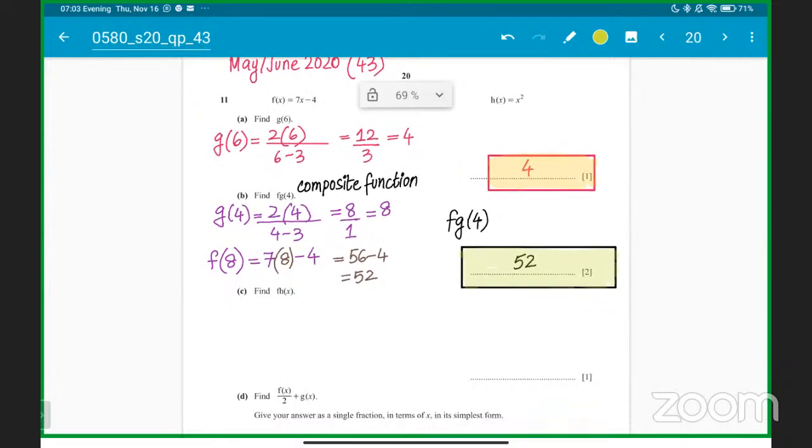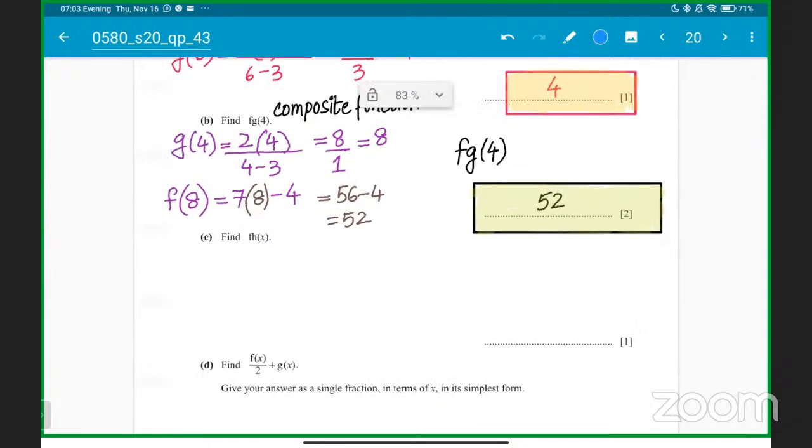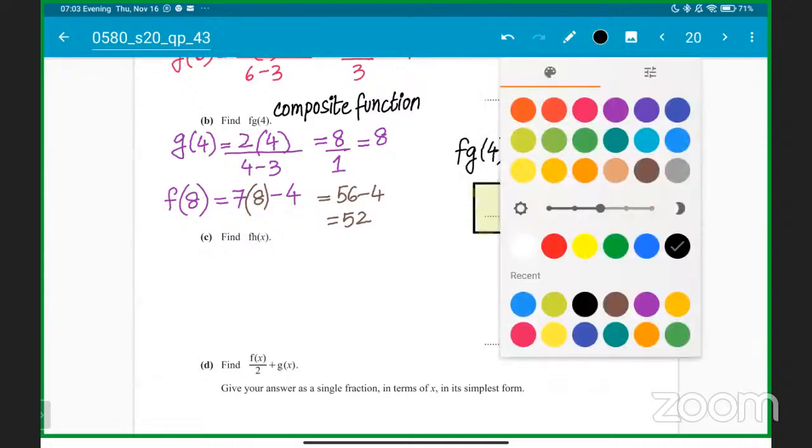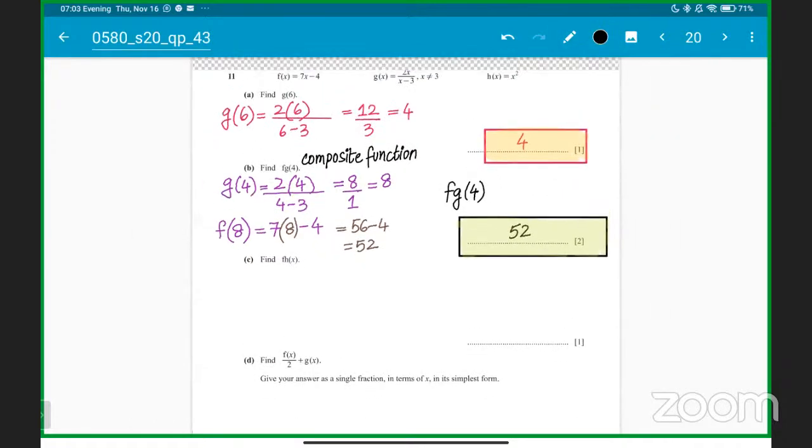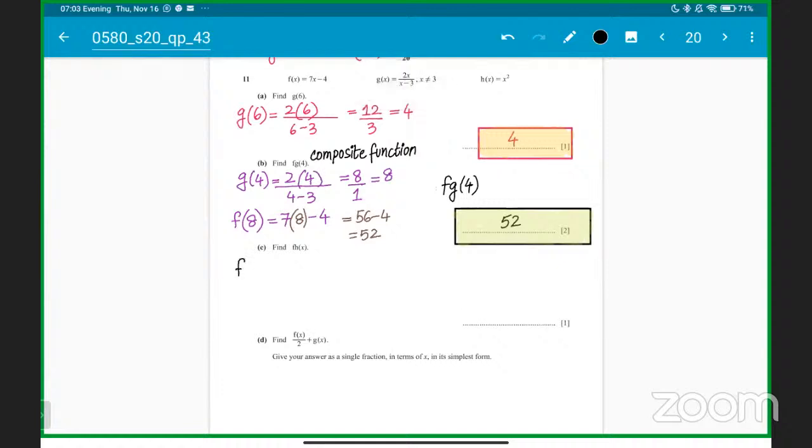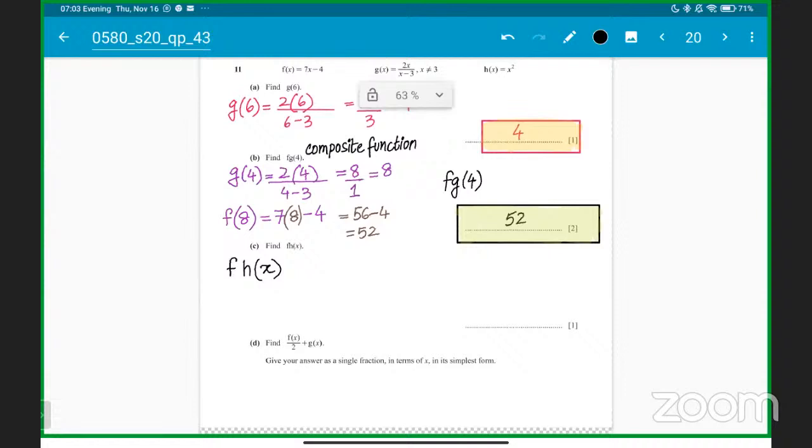Yes, sir. Got this, Claire? Must be clear, okay? Then what you have is fh. This one is a good example of composite functions because we have two different functions. Follow carefully, if those who are unclear about composite functions. We have to find fh(x), okay? We just have to find fh(x).